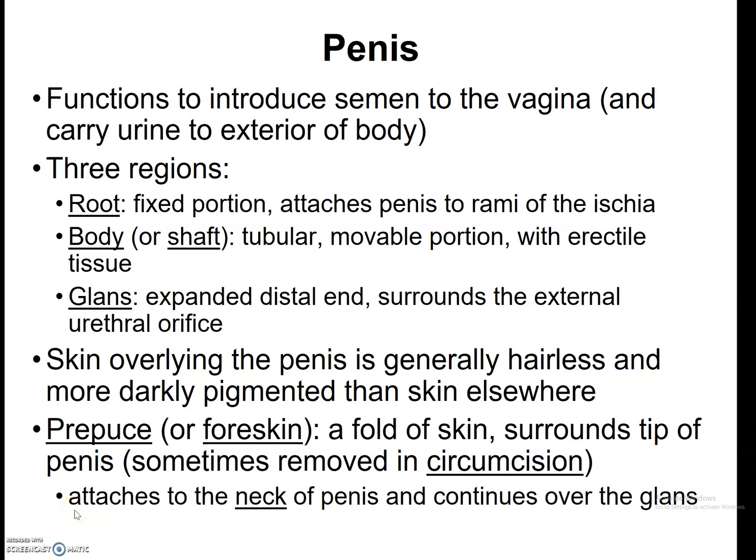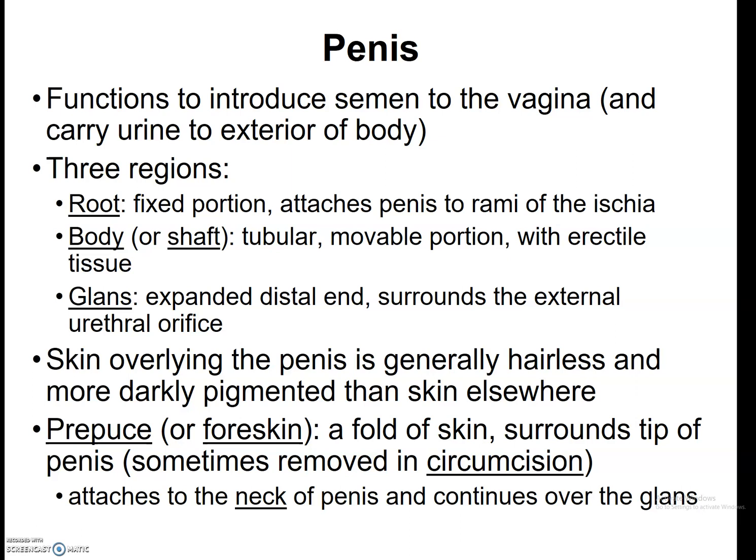All right, we're moving on to some of the external anatomy of the male reproductive system. The penis, basically, is the organ that's going to introduce semen into the vagina and carry urine out of the body. So remember, the penis has two jobs, as well as the urethra in males.